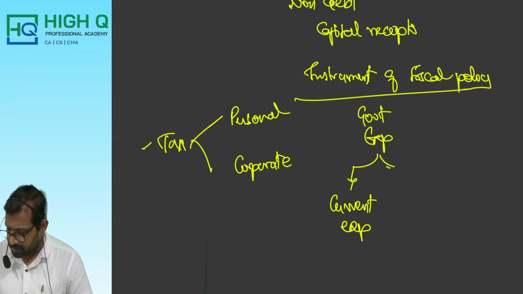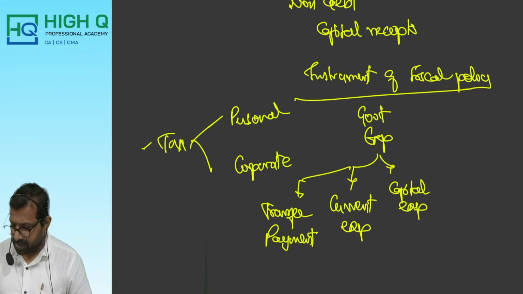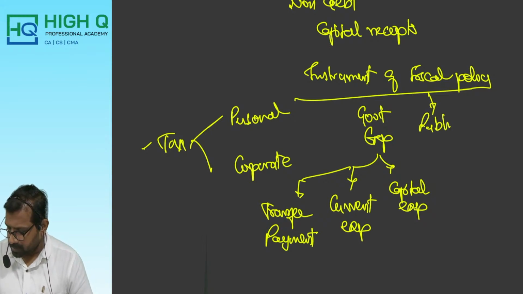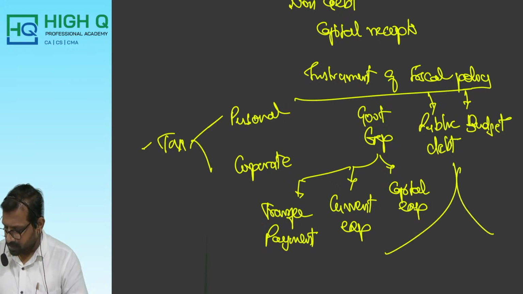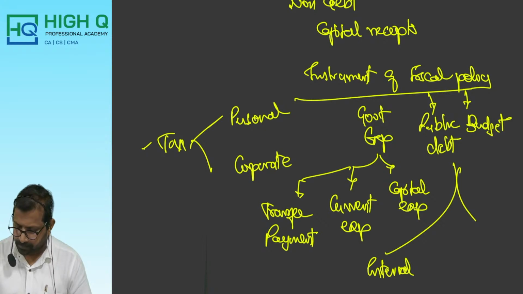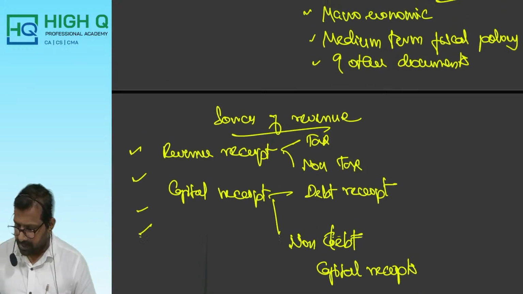current expenditure, capital expenditure, transfer payment. Then third one, public debt. Fourth one, budget. Even in the public debt, one is internal, another one is external. Now just see here.